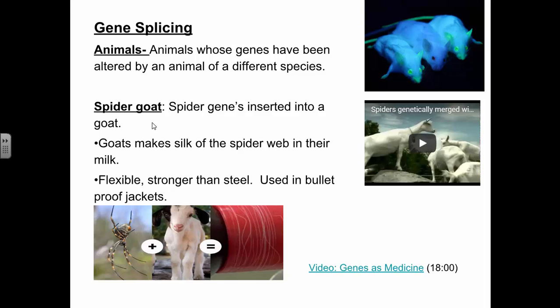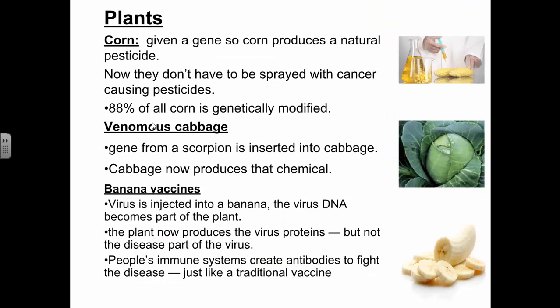Now they've done this in lots of different ways. They've made glow-in-the-dark mice. They made goats that make spider silk in their milk by taking a gene from a spider and putting it into a goat. They can take genes for vaccines and put them into potatoes, and then instead of getting a shot for a vaccine, you just have to eat this potato. So there's all sorts of ways scientists have of using this genetic engineering and splicing. It's used a lot in agriculture as well.